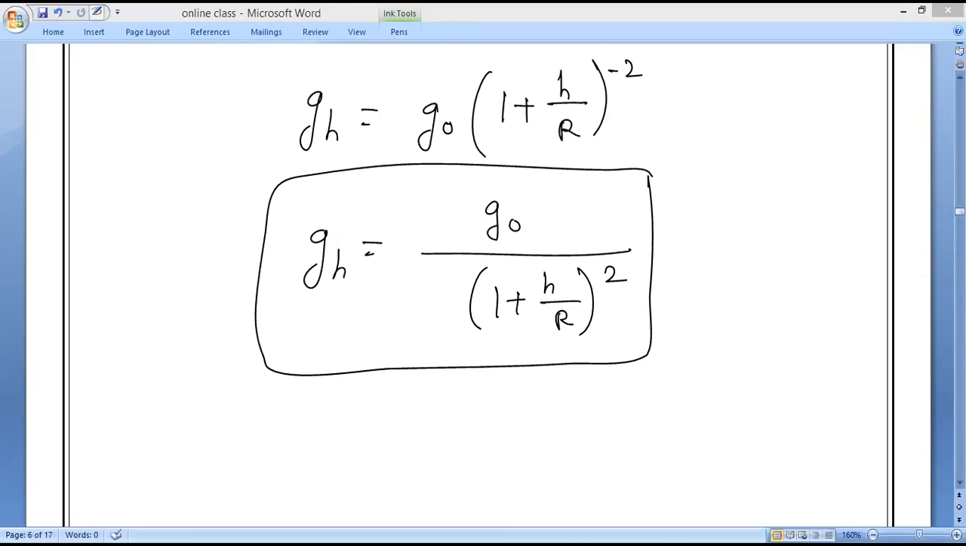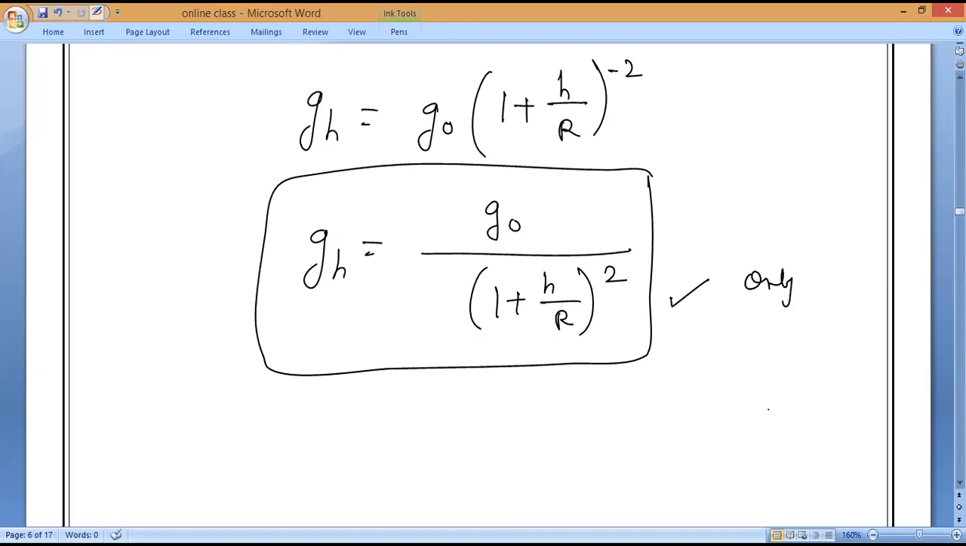Now, one more thing. This is for when H has some bigger value. All of you observe. We will use this formula only when the object travels a certain large distance away from the ground. If H is greater, then we will use this formula for calculating the force of attraction. Are you okay or not?